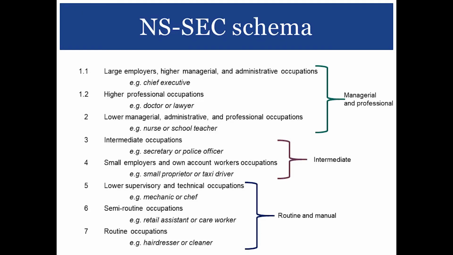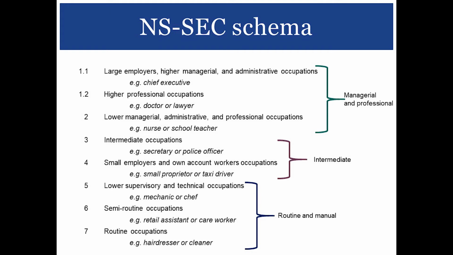So this is a schema. We're using an 8-category version of the schema, and at the top we have NSEC 1.1 for large employers, higher managerial and administrative occupations, for example, chief executives of large businesses. In NSEC 1.2, we have higher professional occupations, and these occupations generally require a degree level education. So, for example, doctors and lawyers would be in NSEC 1.2. In NSEC 2, we have lower managerial, administrative and professional occupations, for example, nurses or school teachers. Taken together, NSEC 1.1, 1.2 and 2 are the managerial and professional occupations.